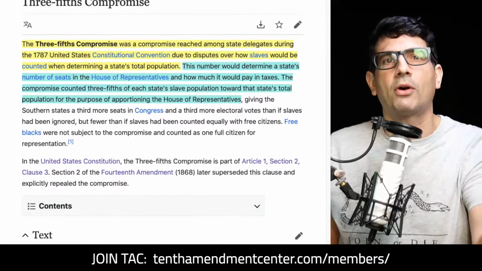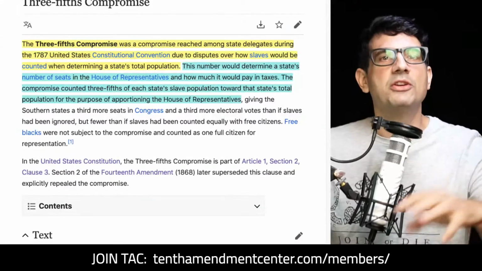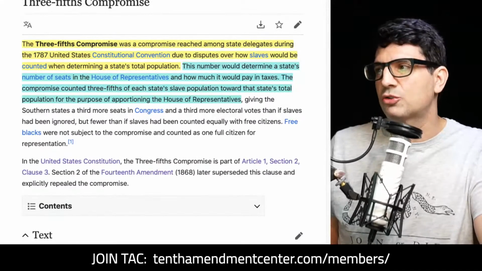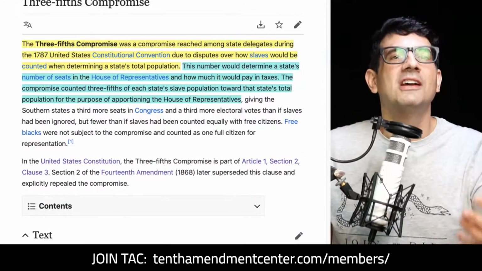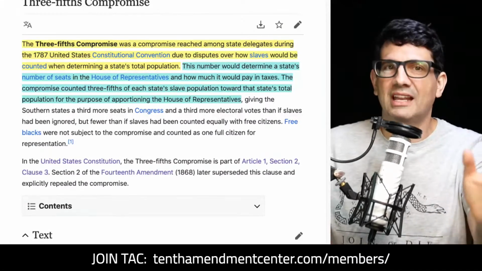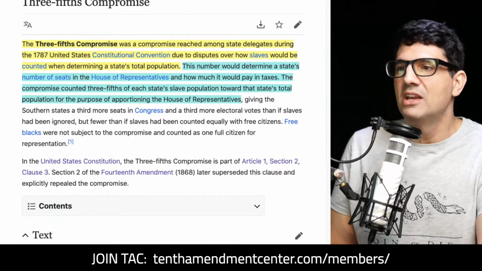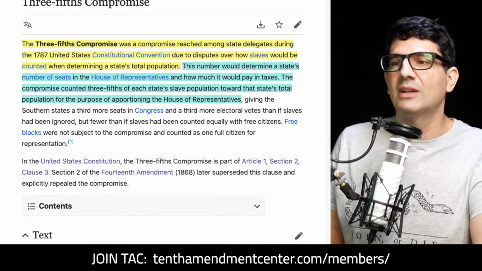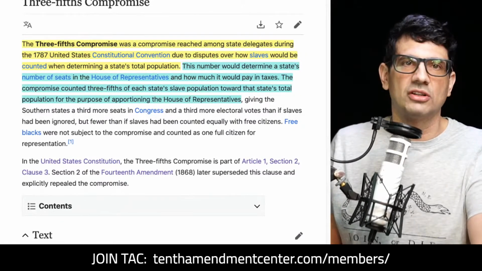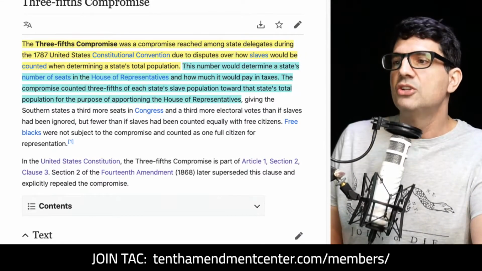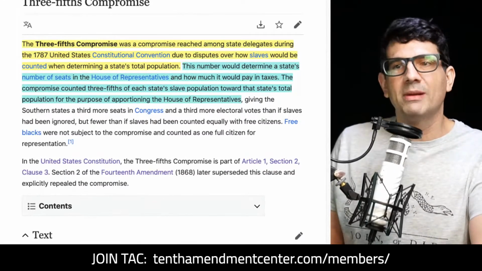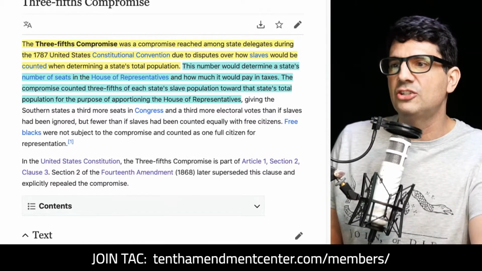But I think this was probably, at least today, when you look back on history, where people talk about it, very few people actually know the history behind it. And it's, of course, very, very controversial. And if you're not familiar with it, here it is. The Three-Fifths Compromise was a compromise reached among state delegates during the 1787 Constitutional Convention. I call it the Philadelphia Convention, due to disputes over how slaves would be counted when determining a state's total population.